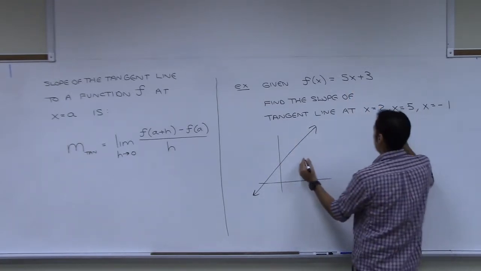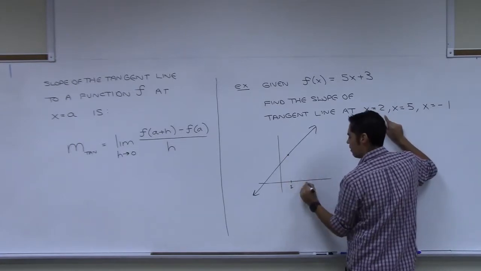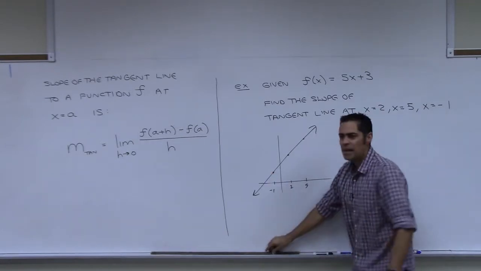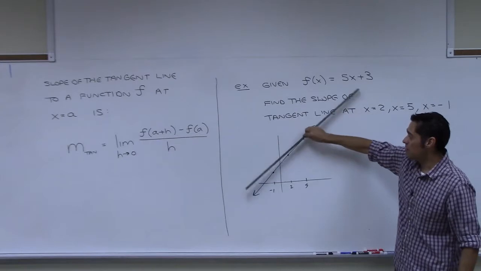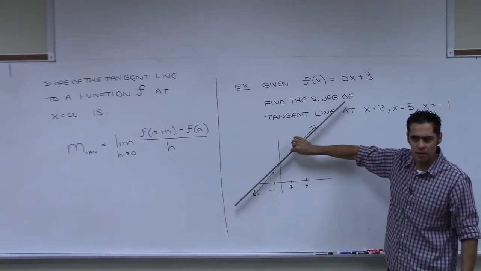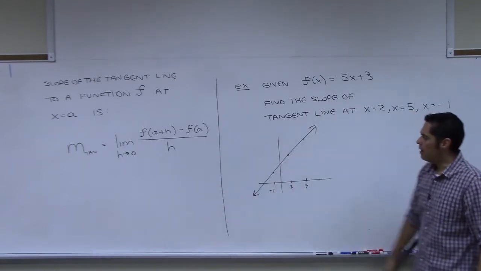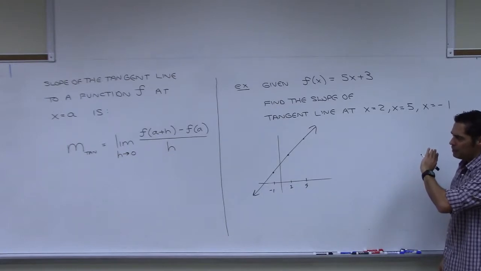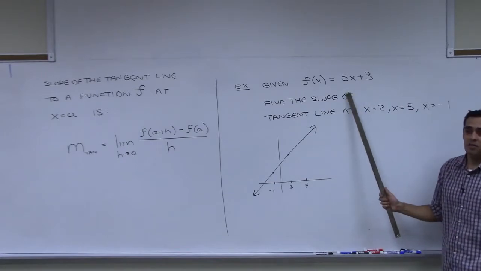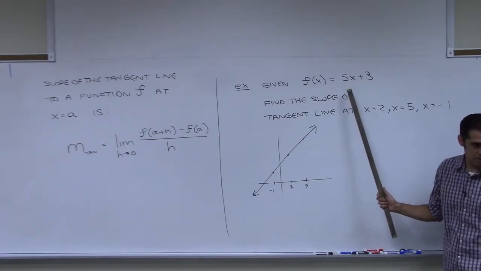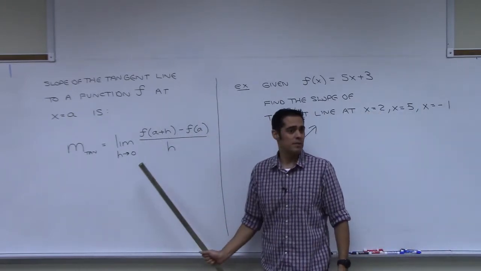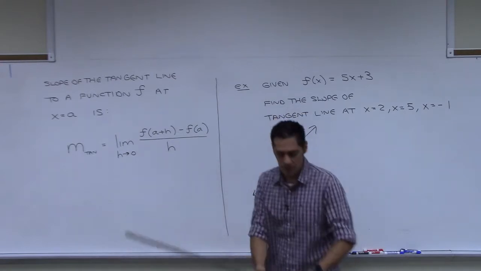So if I go to any point, if I go to 2, or if I go to 5, or if I go to -1, does it make sense that the slope of the tangent line would actually be the same as the slope of the line? You sure? Okay, so this is a very ridiculous example, because we would never need to find the slope of a tangent line of a line because we already know the answer. But what I want to show you is that this computation should give us 5. All right? Let's see if it does.